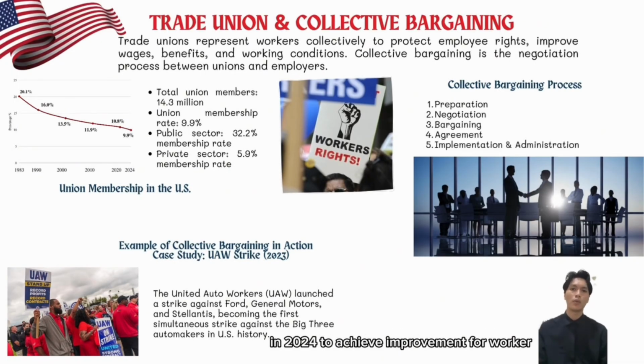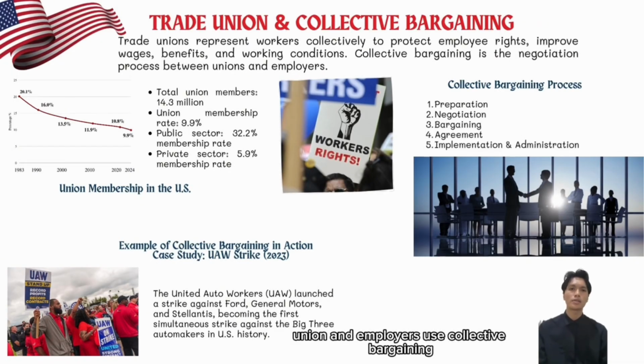To achieve improvement for workers, unions and employers use collective bargaining, which is a negotiation process to reach agreement on employment conditions. A good example is the UAW strike in 2023, where workers successfully negotiated better wages and stronger job security. This shows that collective bargaining remains an important tool to protect worker interests.